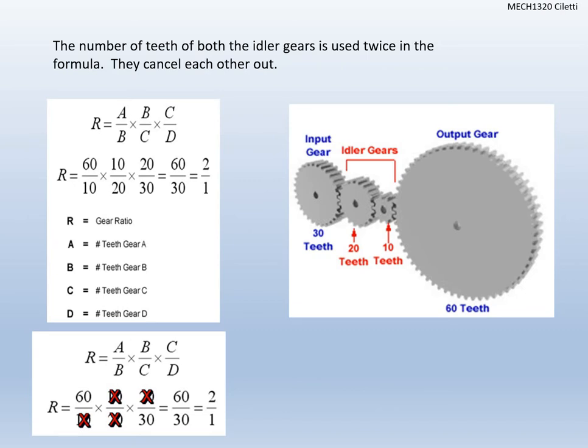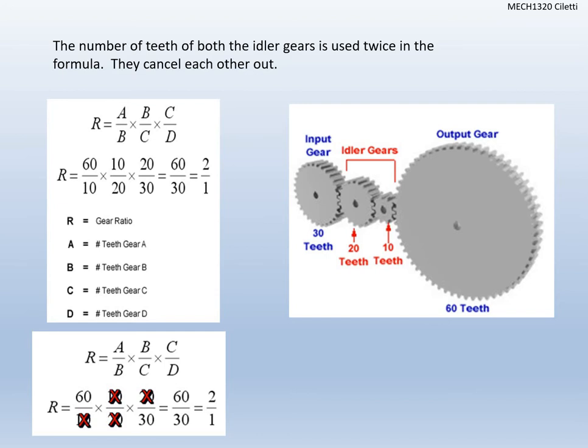We have an input gear or a driver gear. That's an input gear that's 30 teeth. We have an output gear that's 60 teeth. And we have two idler gears that are in between the two here.